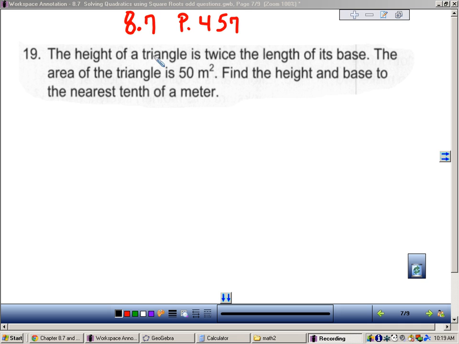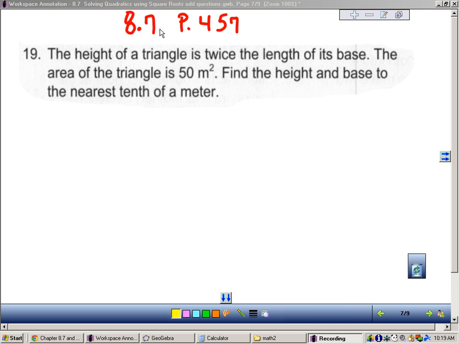We are back looking at section 8.7, page 457, question 18, more about solving quadratics using square roots. 19. The height of a triangle is twice the length of the base. The area of the triangle is 50 meters squared. Find the height and base to the nearest tenth of a meter.